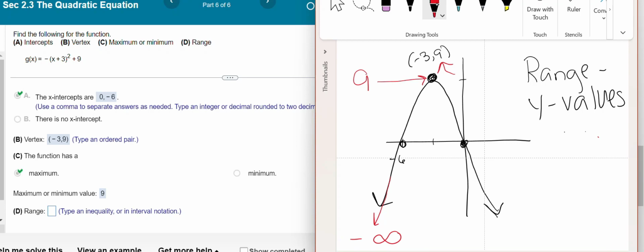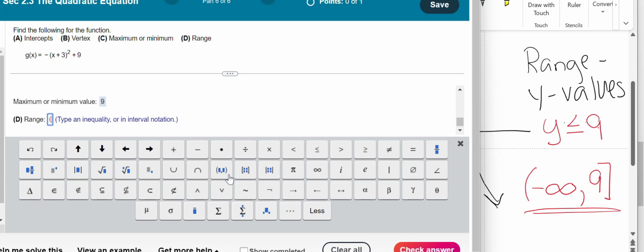So our range will be parentheses, negative infinity. Remember, we always use a parenthesis for infinity, comma, 9, and a bracket. We have a bracket because we're including 9. They ask us to type an inequality or interval notation. I like interval notation, but if we want to write it as an inequality, we could say y is less than or equal to 9. In interval notation, we have negative infinity, comma, 9, and then a bracket. Yay!